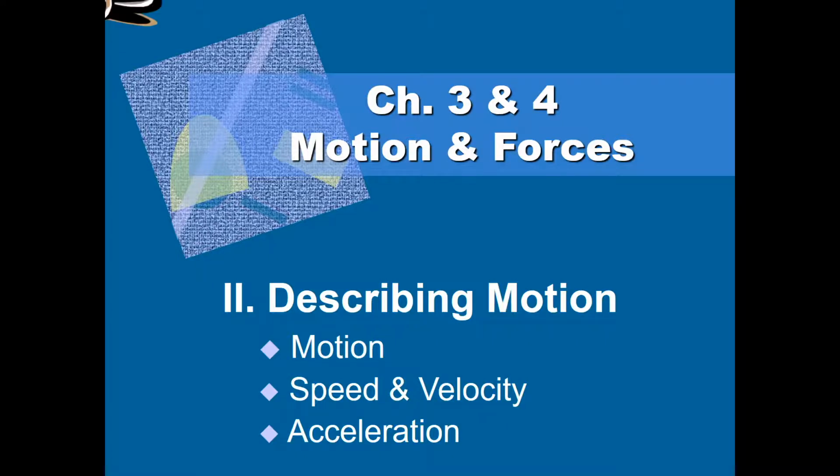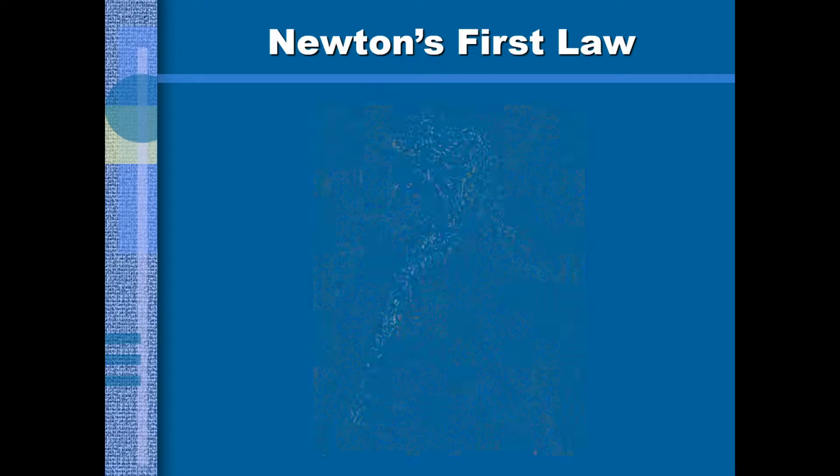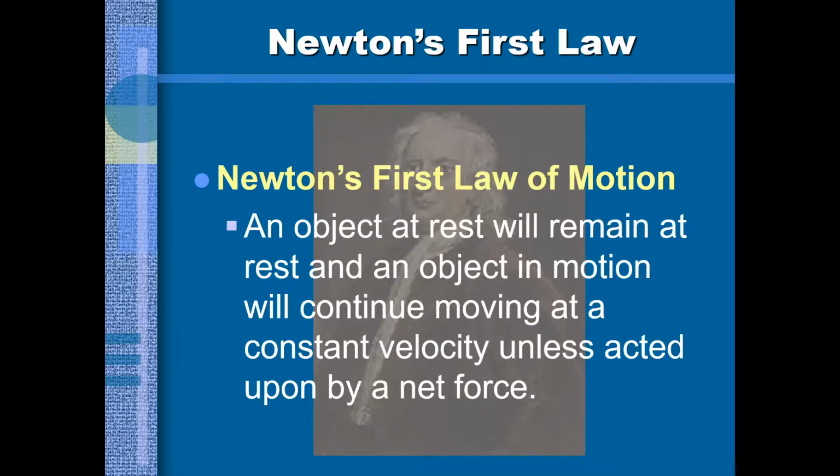Alright, describing motion. So, Newton's first law: an object at rest will remain at rest, and an object in motion will continue moving at constant velocity unless acted upon by a net force. So, unless a force acts upon it, an object will stay sitting still, or will keep moving at the same constant velocity.